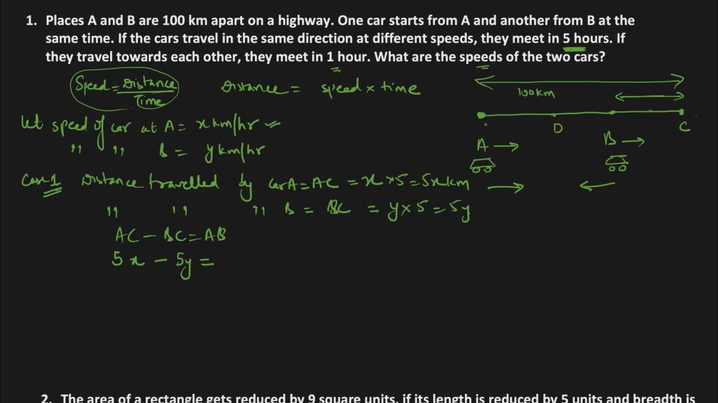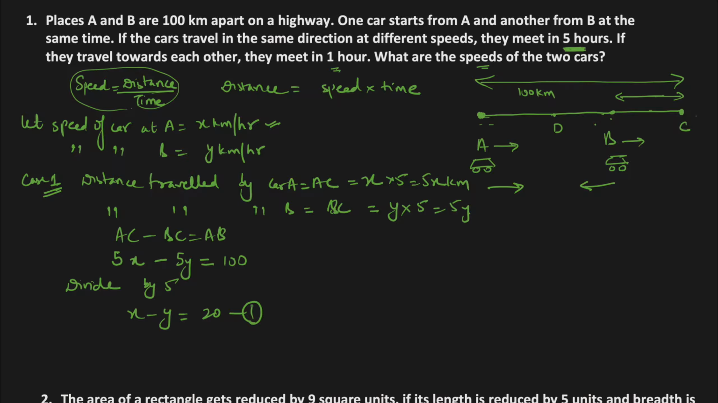And the distance AB is 100 kilometer. Now in the whole equation, I can take 5 common or divide the whole equation by 5. x minus y is 20. That is my equation number 1.